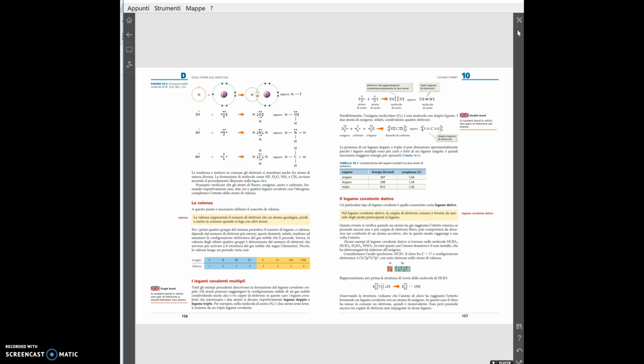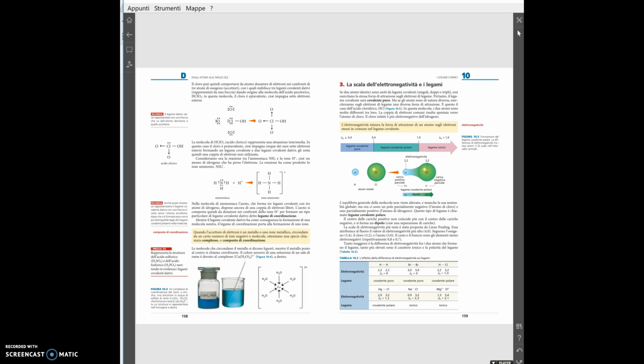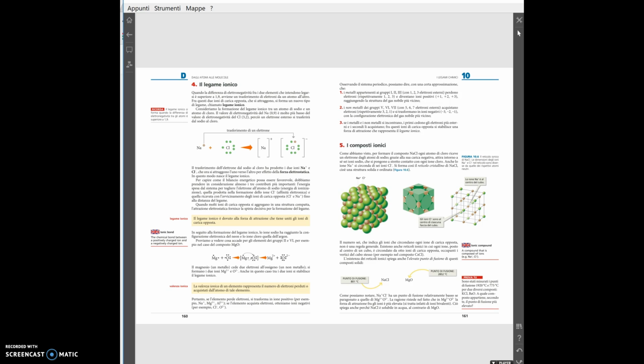D. The ionic bond. The ionic bond occurs when the difference in electronegativity between 2 atoms is greater than 1.9, when there is a net transfer of electrons from the less electronegative atom to the more electronegative atom. Due to the transfer of electrons, the 2 atoms become ions, positive and negative, which attract through the electrostatic interaction.